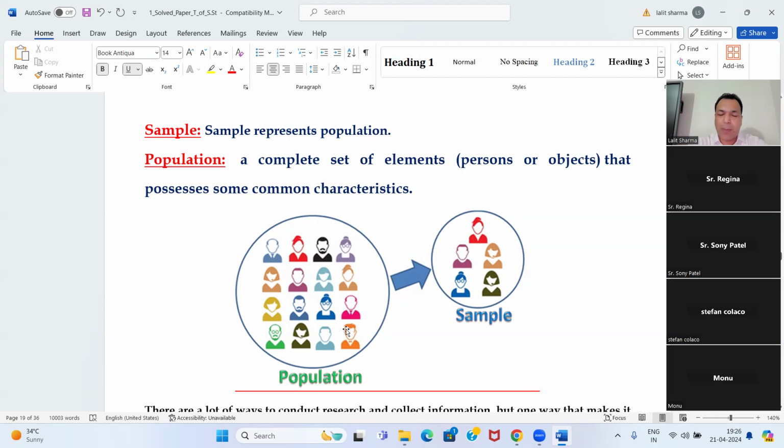Sample always represents the population because collecting the data from the population is very difficult, time consuming, and very expensive. That's why we take the sample. Okay, and sample represents the population. You always have to keep this in your mind. There are different techniques, random sampling, cluster sampling. If you have the knowledge of these, according to that, whatever the sampling technique, you can use it and take the sample, and that sample represents the population.